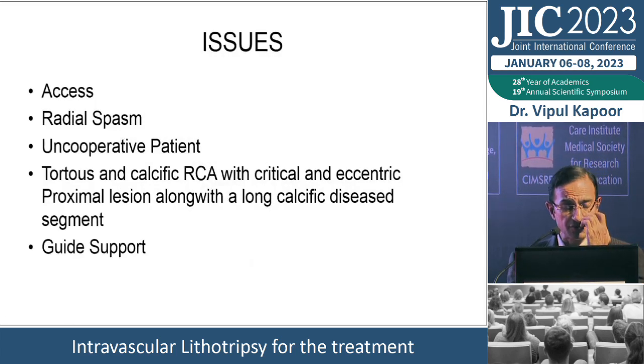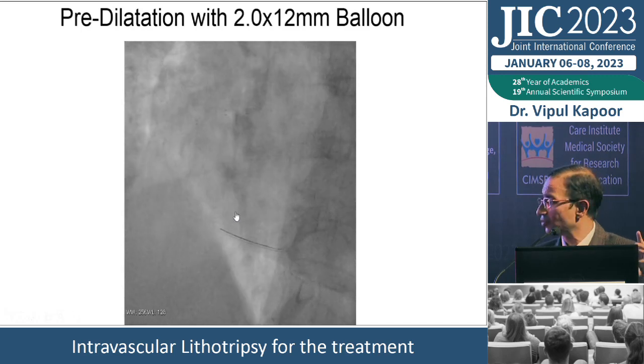So the issues here were access. One, because she was obese, getting a femoral or a radial access was difficult. There was a radial spasm already in this patient, very, very uncooperative, a tortuous and calcific RCA with a critical and eccentric proximal lesion along with a long calcific segment. And again, in this case, we were having a lot of trouble with the guide support.